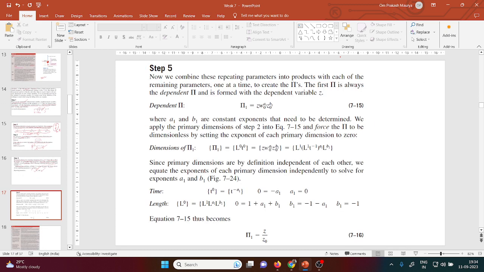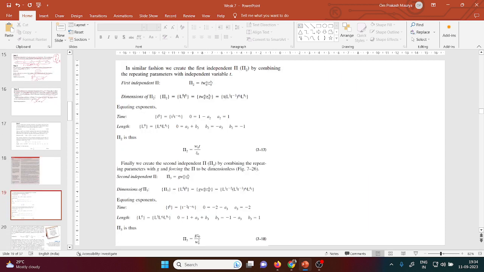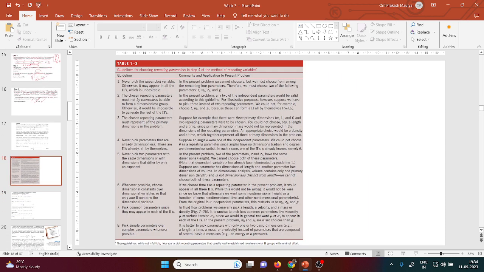Now we move on to step 5. Are we taking them randomly? No, you cannot select randomly, because sometimes you might choose a dependent variable as the repeating variable. So it is not random; there are guidelines. Table number 7, is it visible or not?